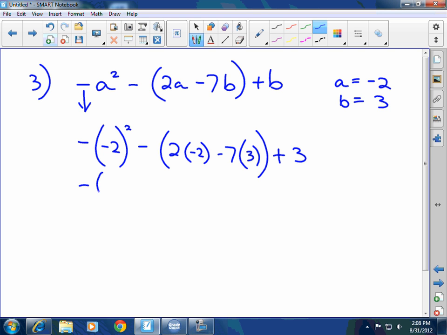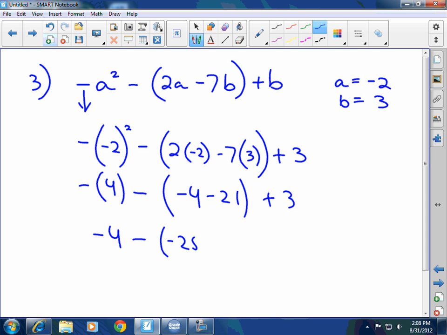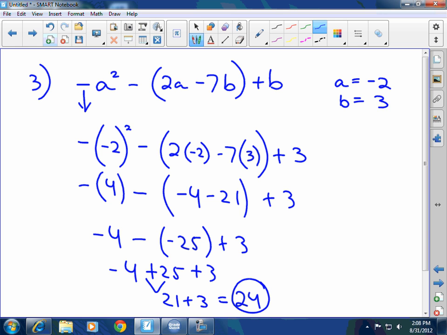Well, this is going to be a negative times 4, because negative 2 squared is 4, minus negative 4 minus 21 plus 3. It's going to be negative 4 minus a negative 25 plus 3. Negative 4 plus 25 plus 3. This is 21 plus 3, which equals 24. Okay, if you got that wrong, you really got to understand why. Figure out what mistakes you're making.